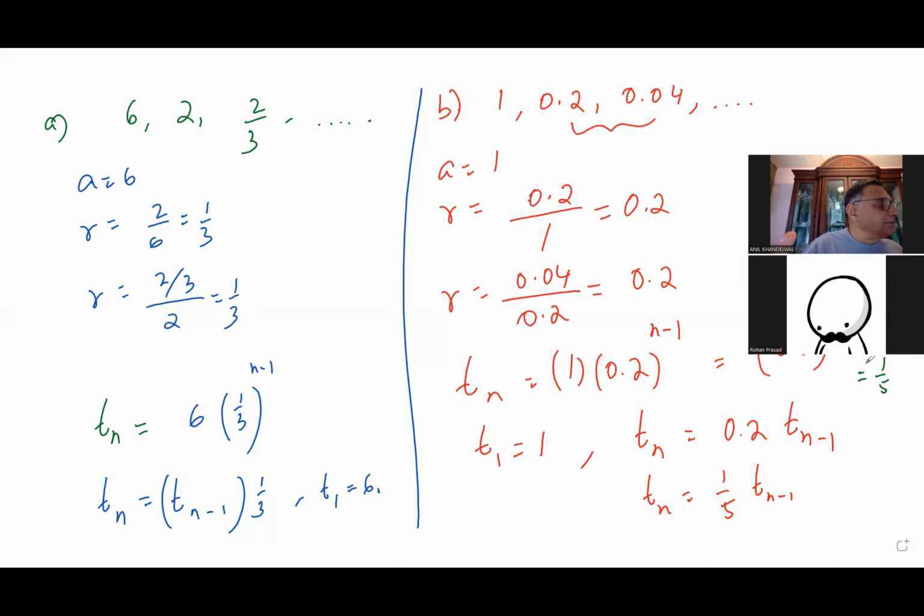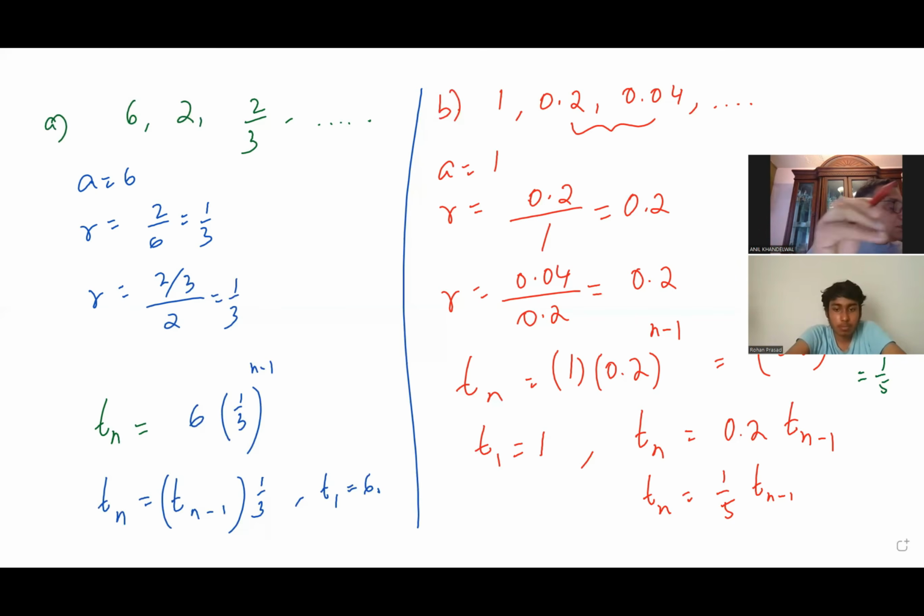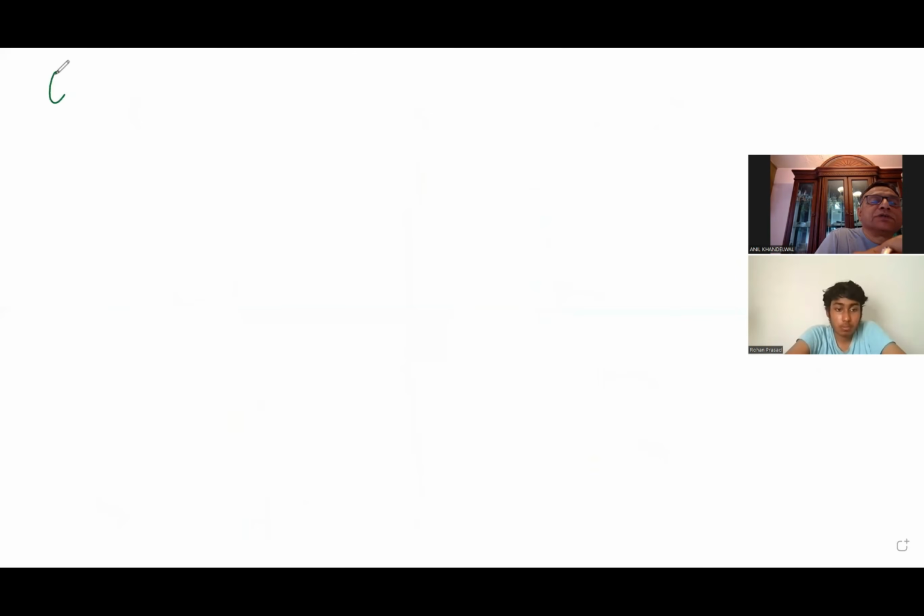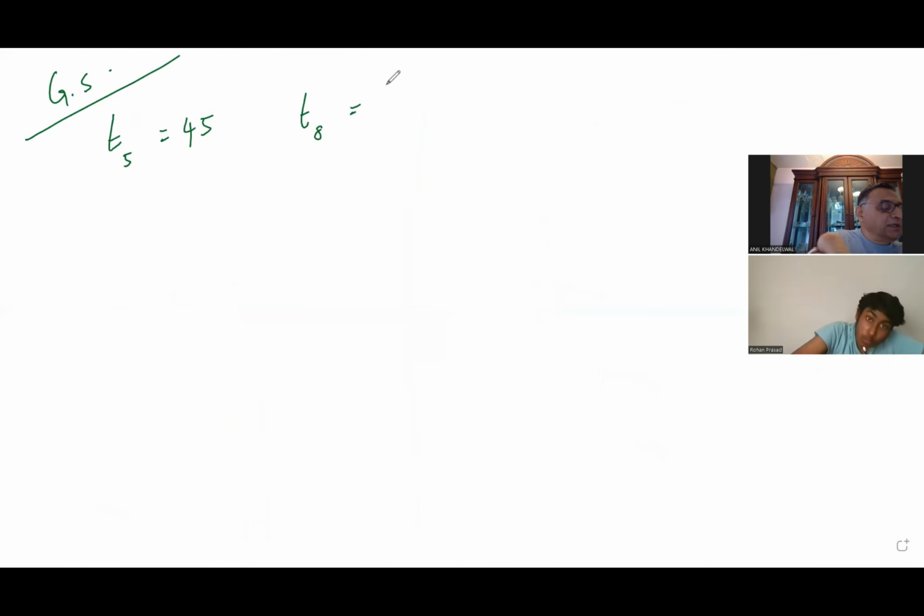Let me take another example. From my notes, I'm taking some examples which are going to help you. So let's say we have a geometric sequence where the fifth term is 45 and the eighth term is 360. You have to find the 20th term. Try to do this example.